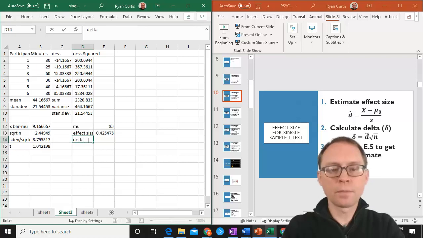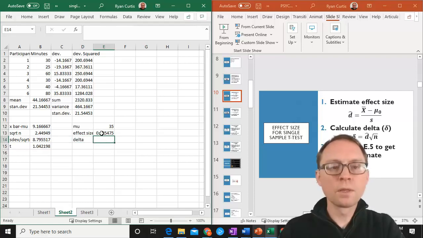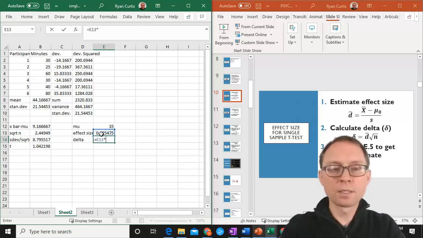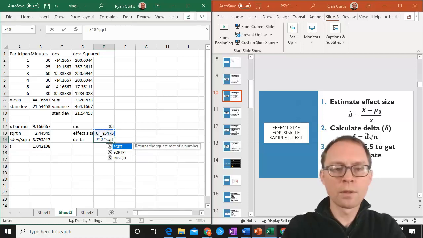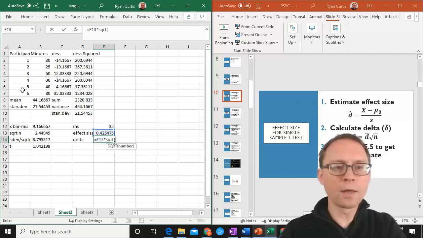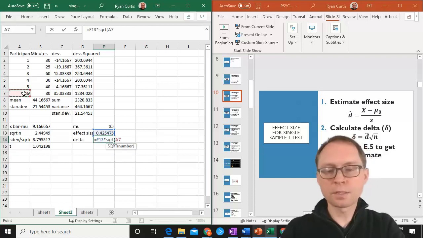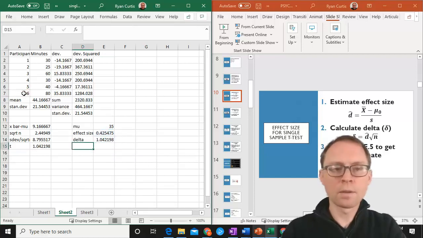Delta is going to be this estimated effect size times the square root of n, and n in this particular case is 6. Delta is 1.04.